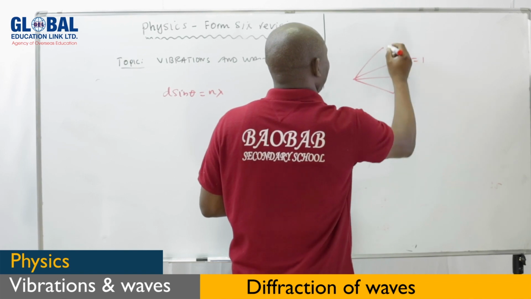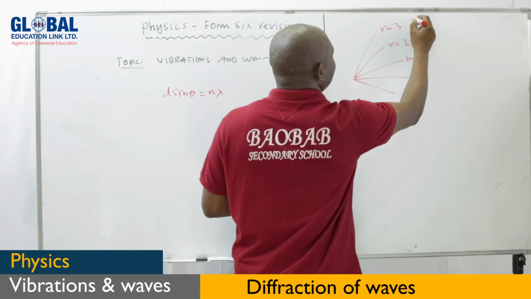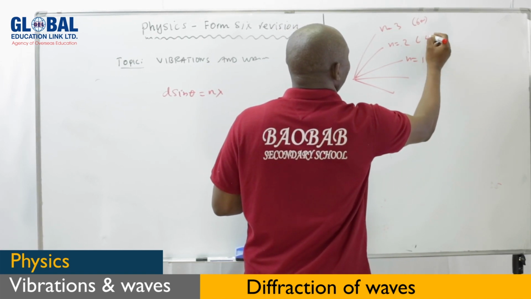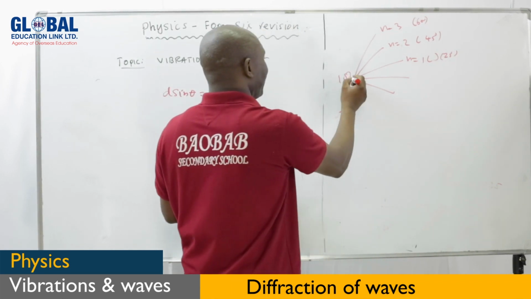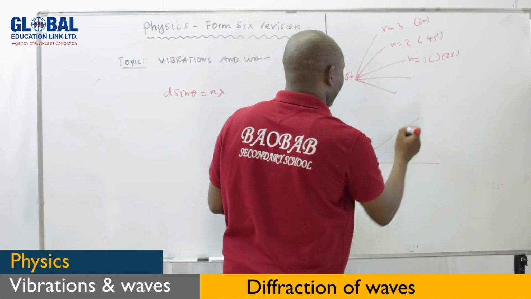n equals 1, n equals 2, and n equals 3. And these angles are known. This is maybe 60 degrees, this is 45 degrees, and for example this is 25. This is for the first wavelength maybe. And then for another wavelength we have this.